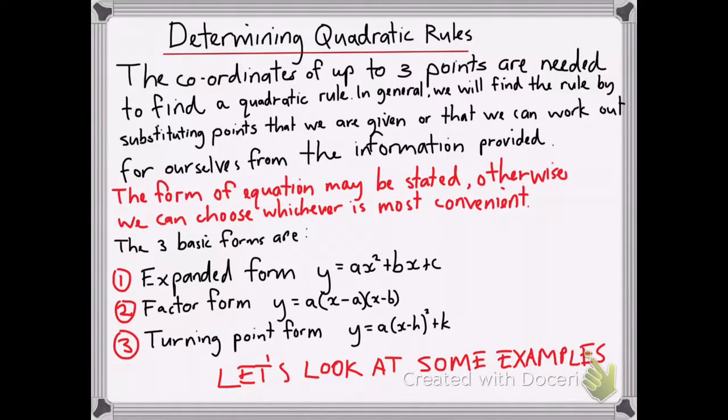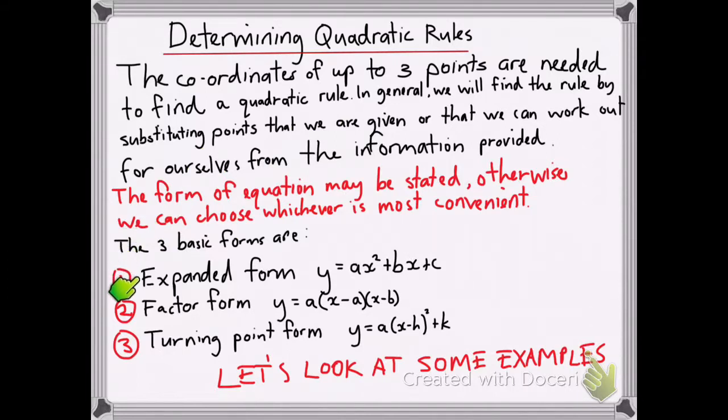Today we're going to look at how to determine a quadratic rule. Now the coordinates of up to 3 points are needed to find a quadratic rule, and in general we'll find the rule by substituting points that are given or that we can work out for ourselves from the information. Now the form of the equation may be stated, otherwise we can choose whichever is most convenient.